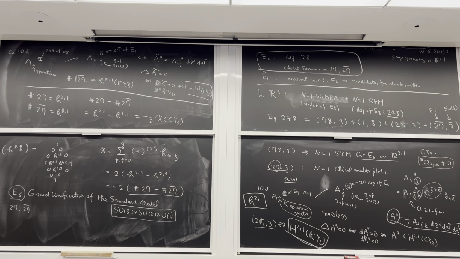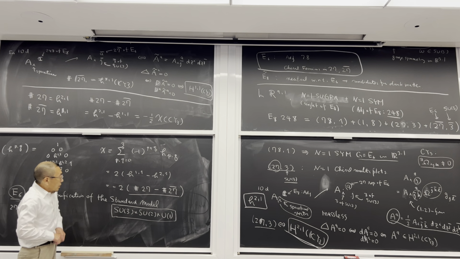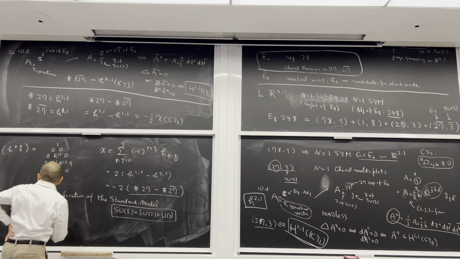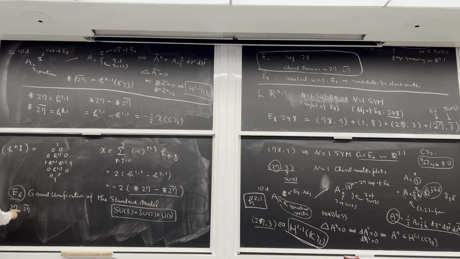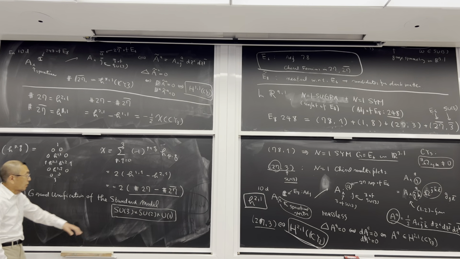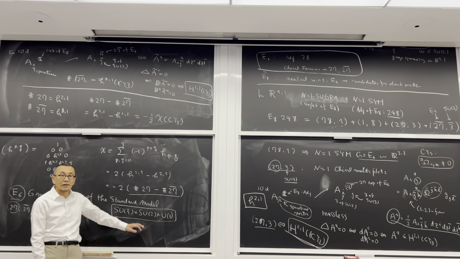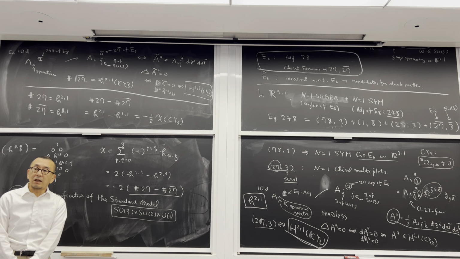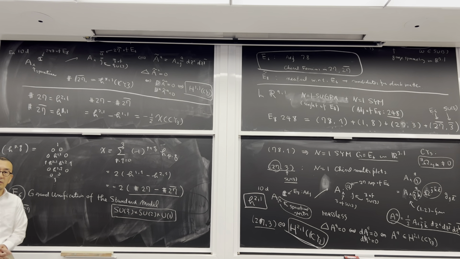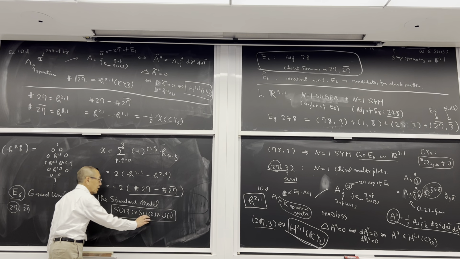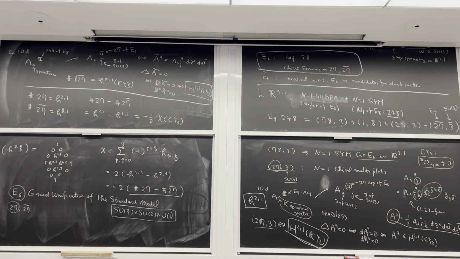Each representation can be combined into the 27. Or stated another way, if you start with the 27 of E6 and decompose that into representations of SU3 cross SU2 cross U1, then it gives rise to exactly the representations to which the quarks and the leptons belong. So it's a natural grand unification of the standard model, where we unify the strong, weak, and electromagnetic forces.